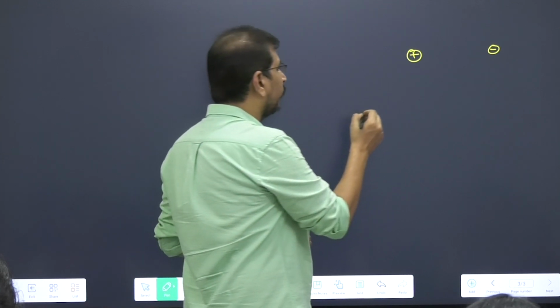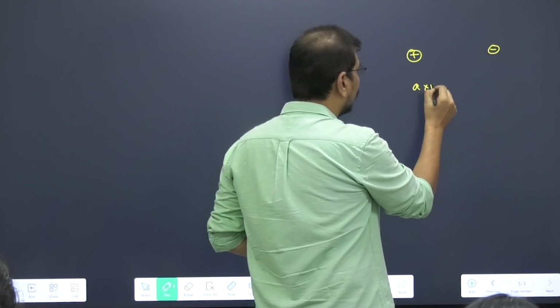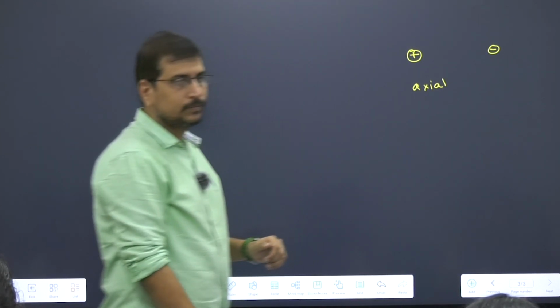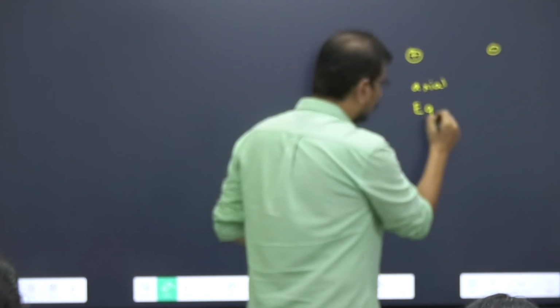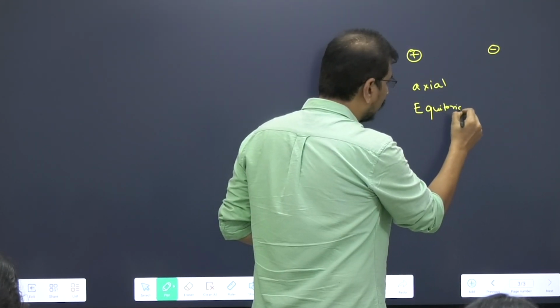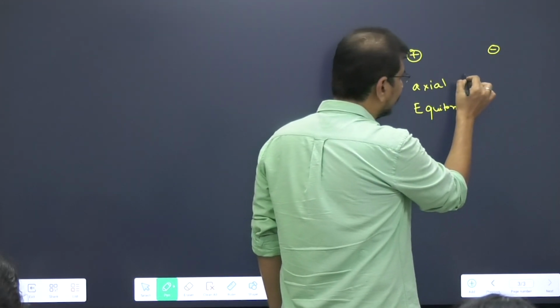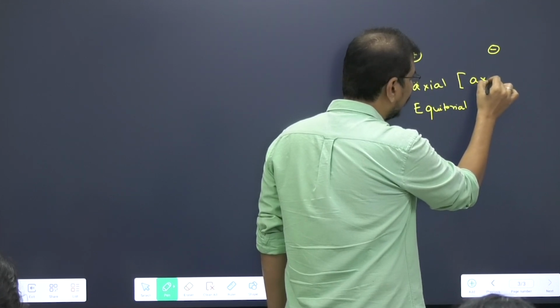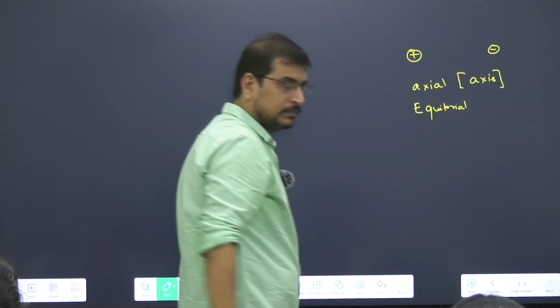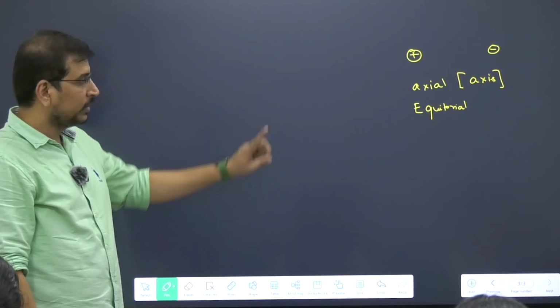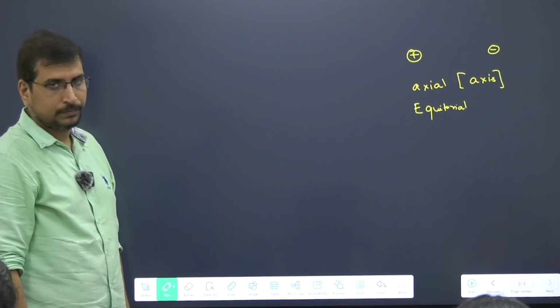where one of the points is going to be called as axial and the second is called as equatorial, right? So, here as the word suggests, what is axial? It is the axis, right? And what about equatorial? We'll see it when we go to the topic, right?